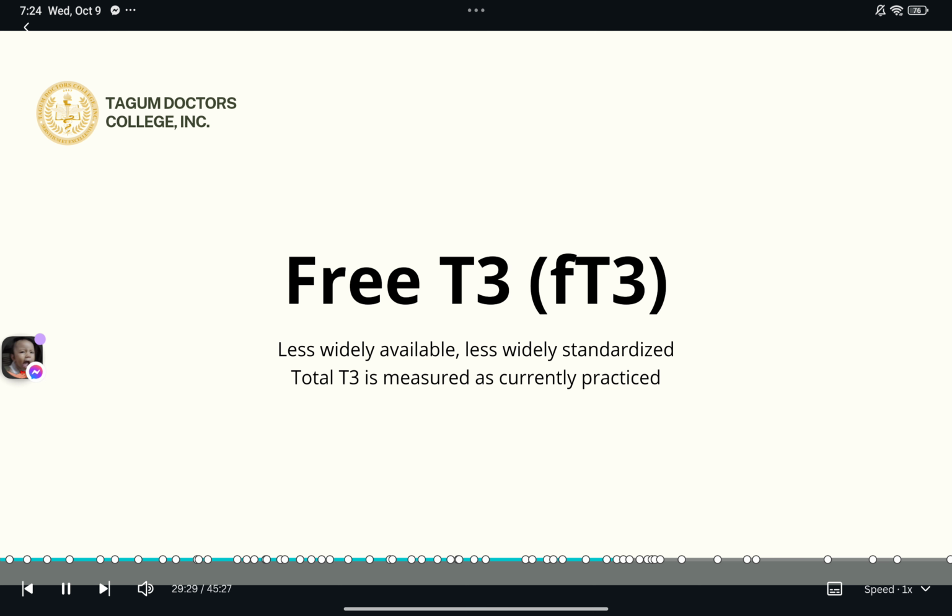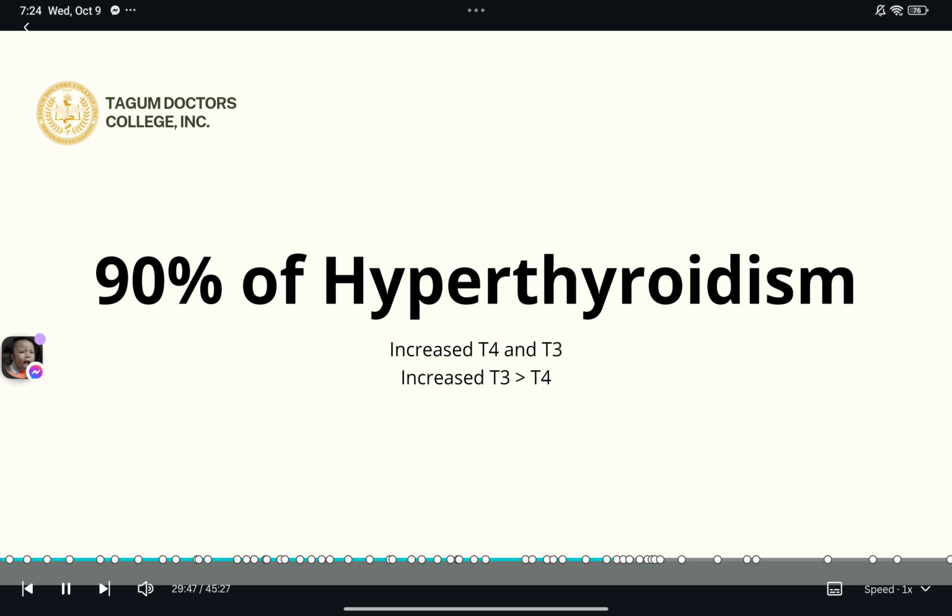We also have what we call our free T3 or FT3. It is less widely available and less widely standardized. So, ang usual nato na pangita or gina-measure is our total T3. Okay. So 90% of our hyperthyroidism, there is an increase of T4 and T3. And usually, mas mo increase ang T3 than T4. Okay, pareha sila increased, pero mas dako ang value sa ato ang T3 than the T4.